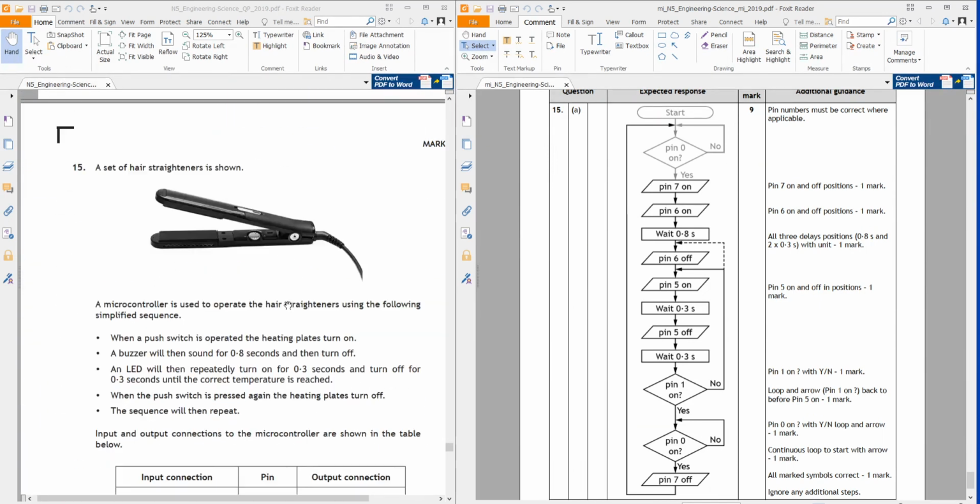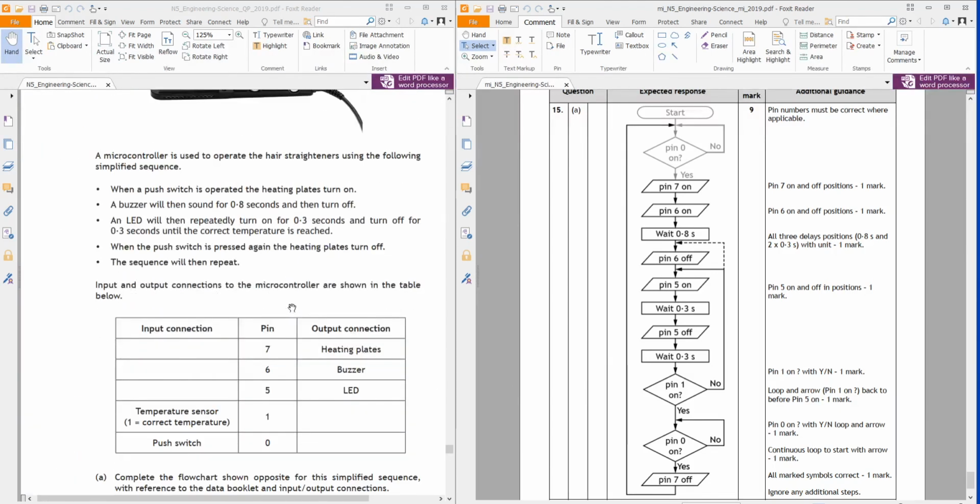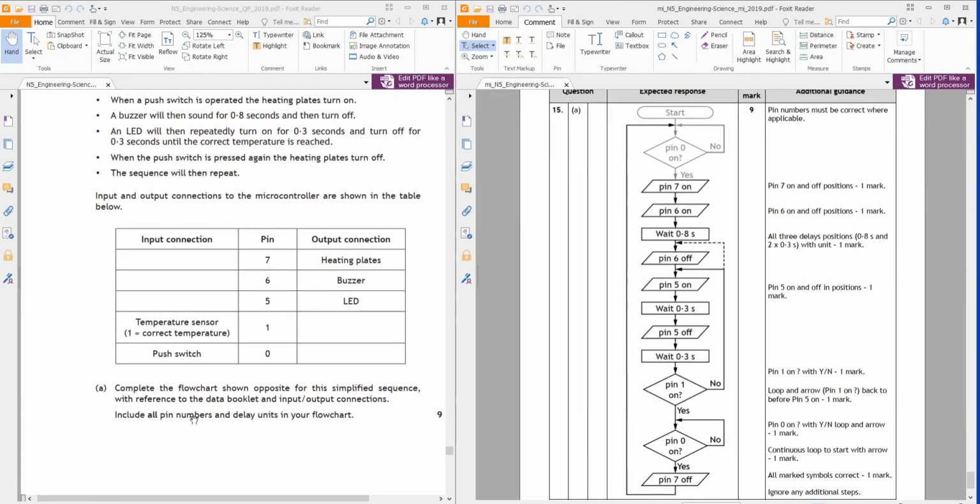Now this one, I let you off a little bit. It says in the question, include all pin numbers and delay units in your flowchart. So you should have seconds in, and you should have the pins in. So you're putting pin 7 on, pin 6 on, wait 0.8 seconds. All these were well done. Quite a few of you lost out on putting pin 7 off at the end, and I forgot to put that loop in myself, and I don't know if anybody added it either.